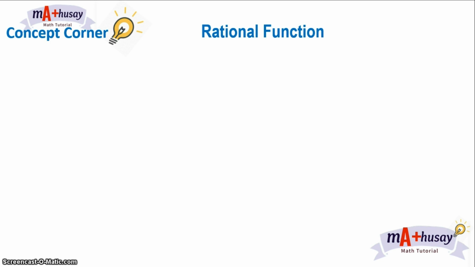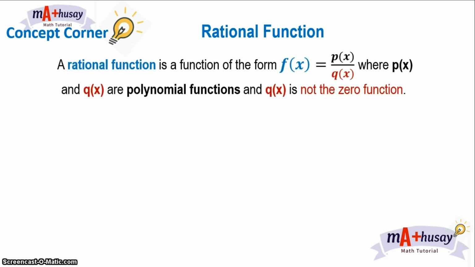Ang rational function is a function of the form f of x equals p of x all over q of x, where p of x and q of x are polynomial functions. So, importante na yung p at ang q of x ay polynomial function. And the q of x is not the zero function.